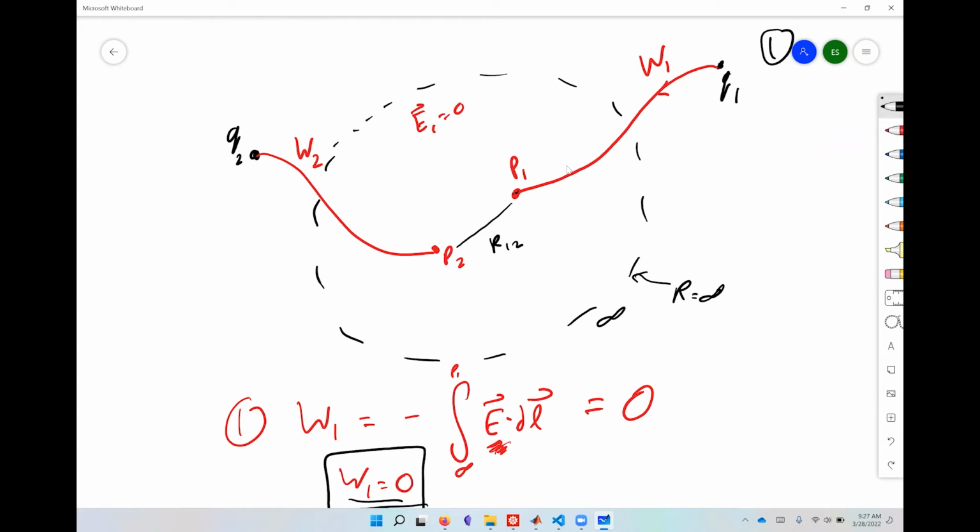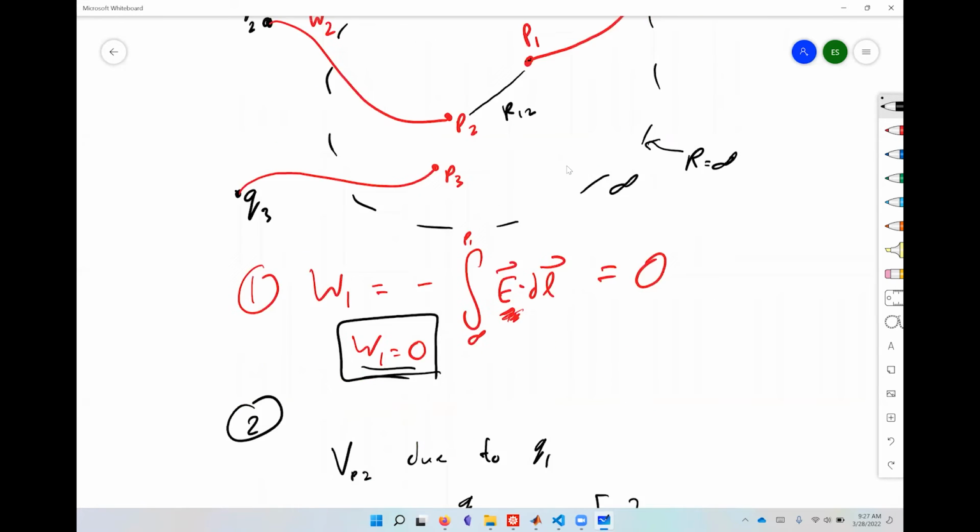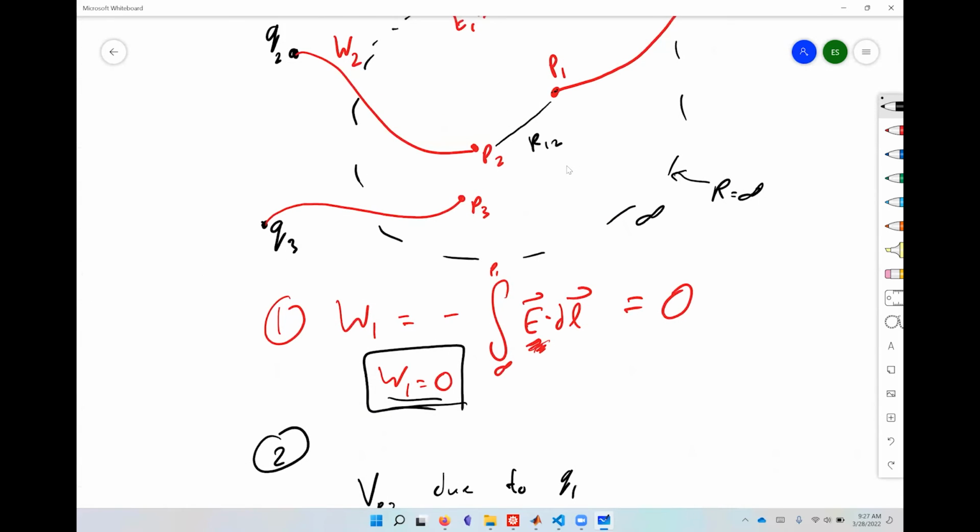So if I now take charge Q3, charge Q3 is going to move to point P3. Now the question is, what is the energy now required to move charge Q3 to point P3? Well, to determine that energy, we have to determine the voltage at point P3. Because once you determine the voltage at point P3, the voltage quantifies how much energy it requires to move a charge from infinity to that point.